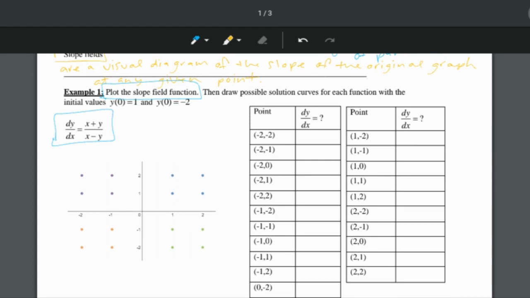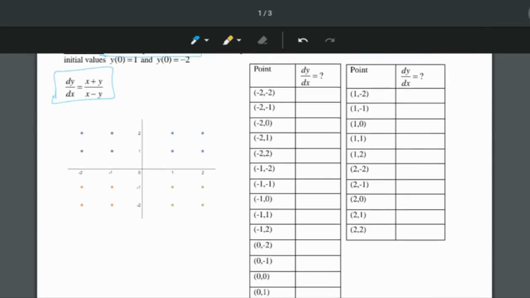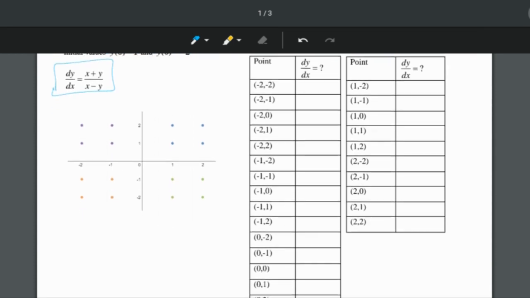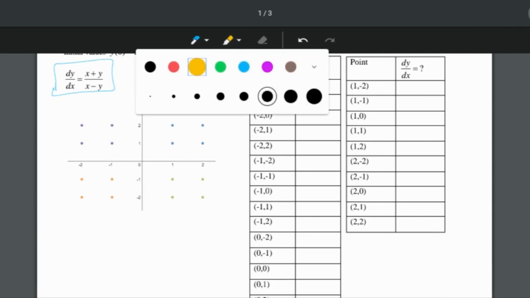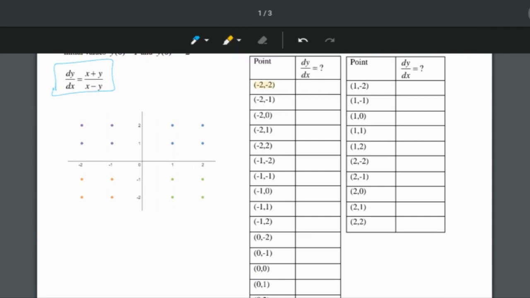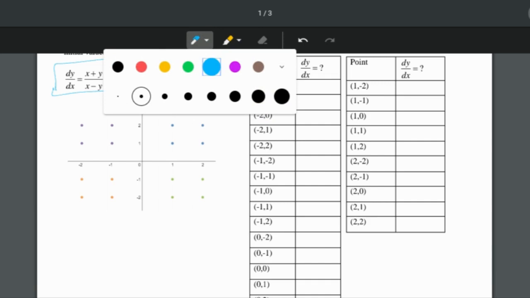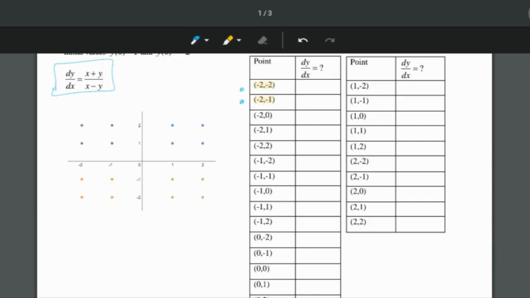I have listed out literally all the points that we have here. If you look, I think these first few points, my highlighter never works, I'll just put dots by them. These first 5 points are all these points over here. If you think about them, all the x values are -2. So let's work with those first. We have to find the slope at each point.